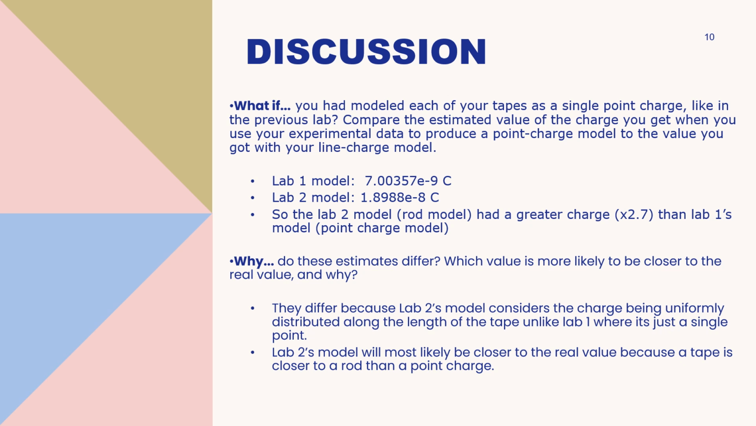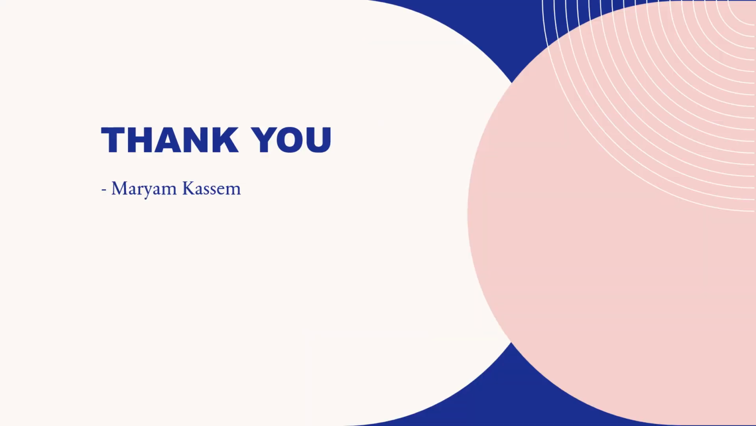So the Lab 2 model had a greater charge than Lab 1, approximately 2.7 times larger than the point charge model. The estimates differ because Lab 2 considers the charge being uniformly distributed rather than it being a single charge like Lab 1. And Lab 2 will also most likely be closer to the real value because a tape is closer to a rod than a point charge.